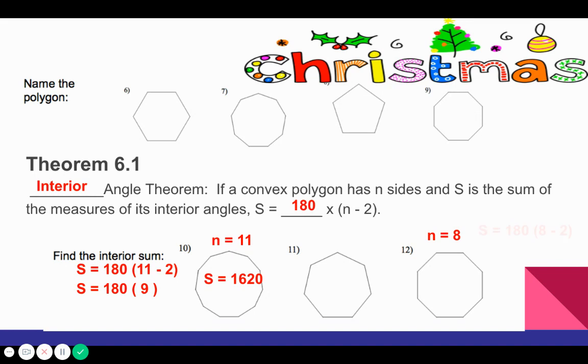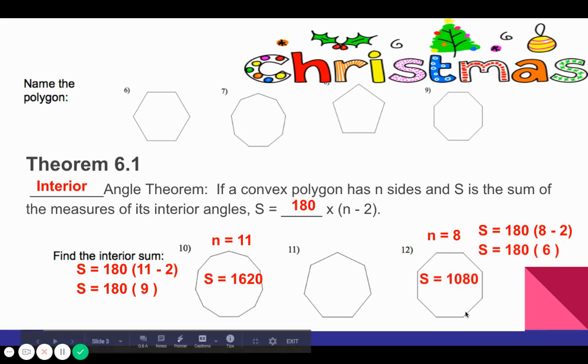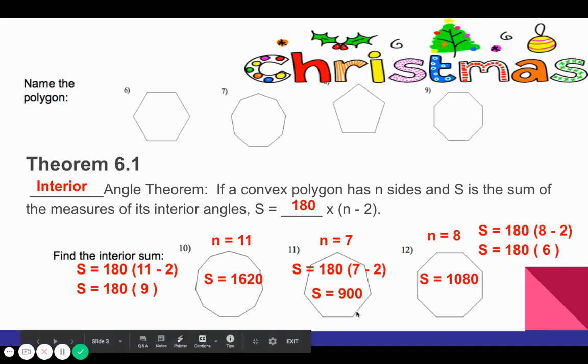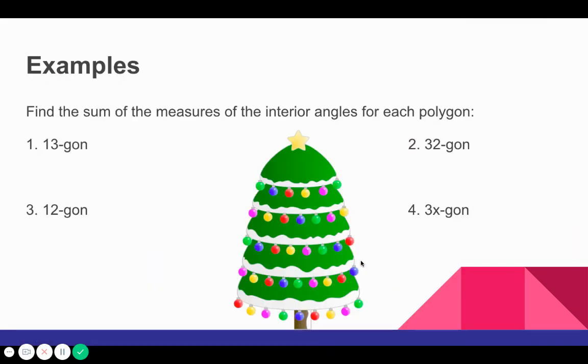Here is an octagon. So here we're going to say 180 times 8 minus 2, 180 times 6. The total inside the octagon is 1,080. That's like a stop sign. And the middle one then is a heptagon, n equals 7. Just practicing with the formula, 180 times 7 minus 2 will give me the total 900 for all the angles inside the heptagon added up. All right. So now I want you to try some of these.